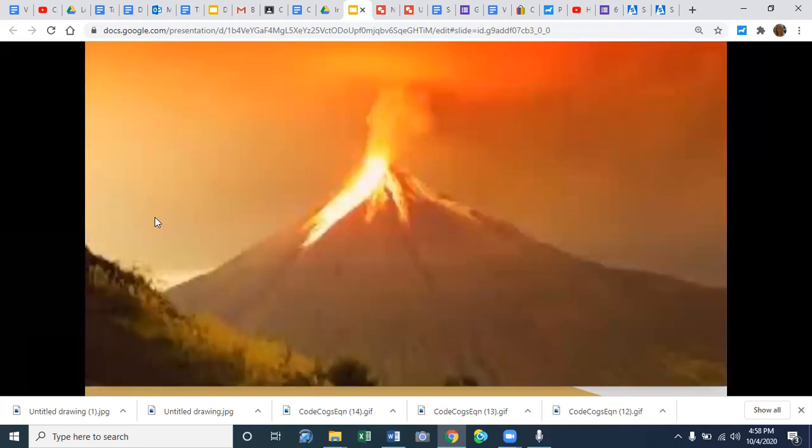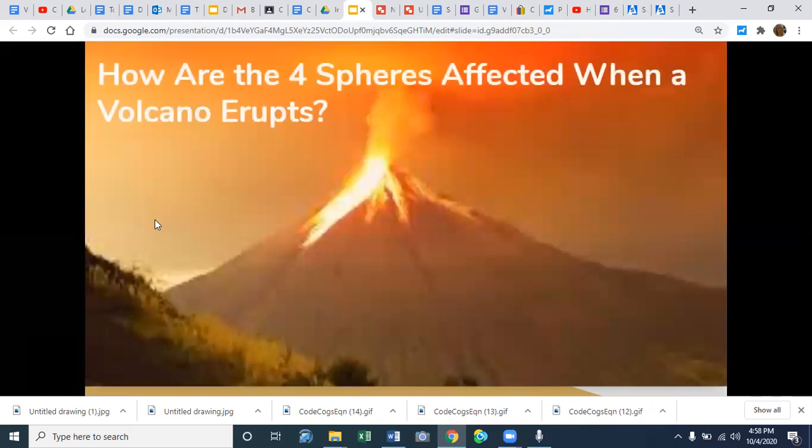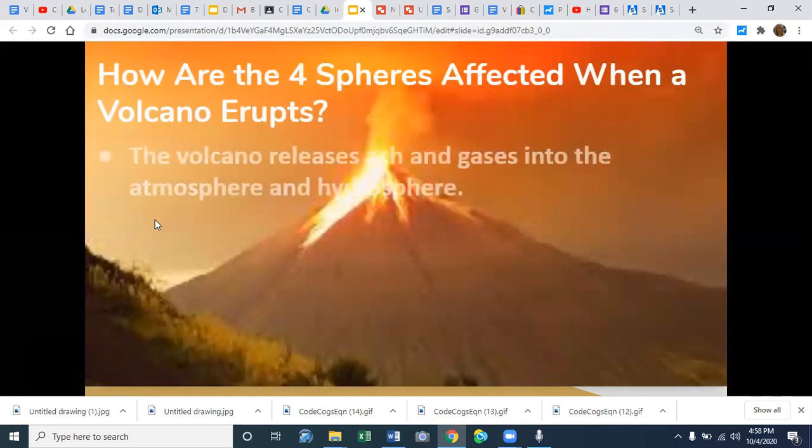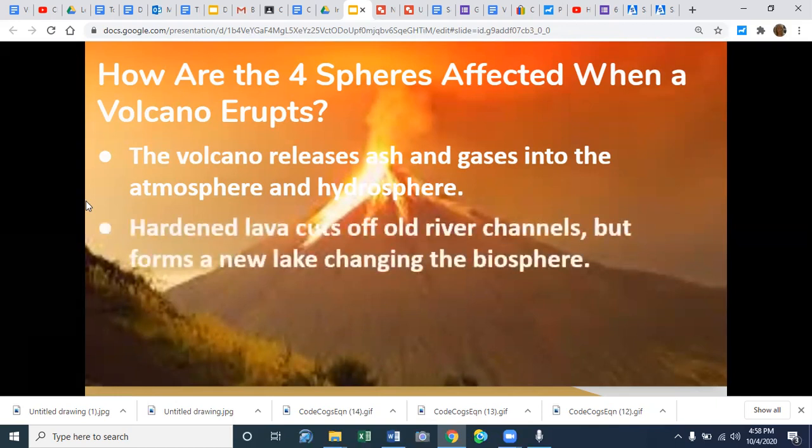Okay, let's talk about the volcano a little more. Here are the four spheres. How are the four spheres affected when a volcano erupts? Well, the atmosphere is affected because the volcano is going to release ash and gases into the atmosphere, right? And some of that ash is actually going to probably fall in the hydrosphere as well. Then the hardened lava, once it spews out, is going to cool and cut off old river channels when it hardens and makes new land, right? And a new lake may form, changing the biosphere.